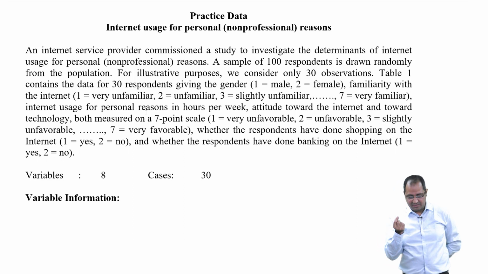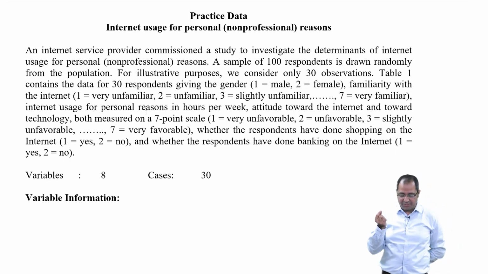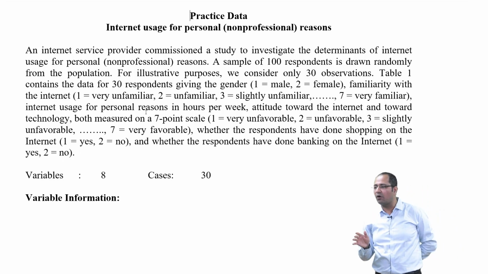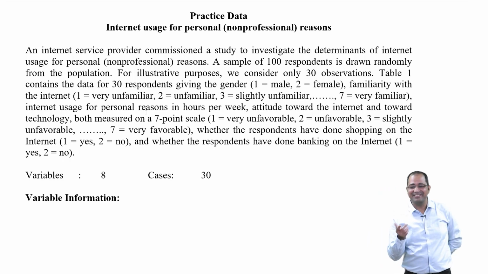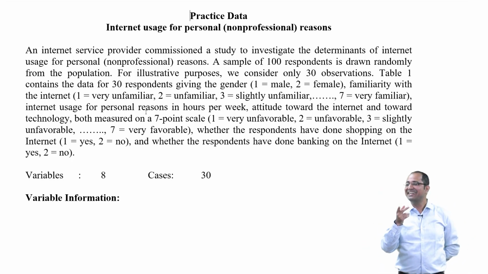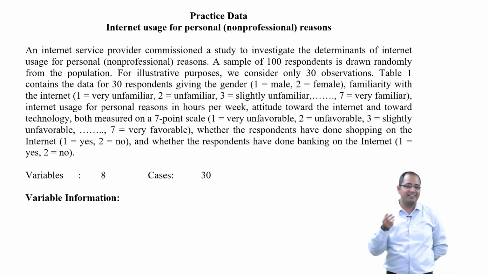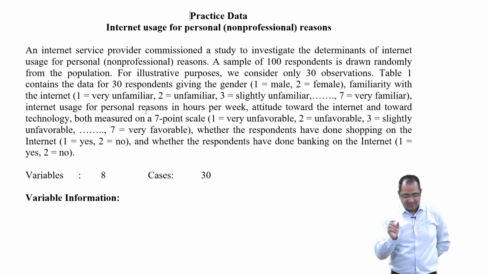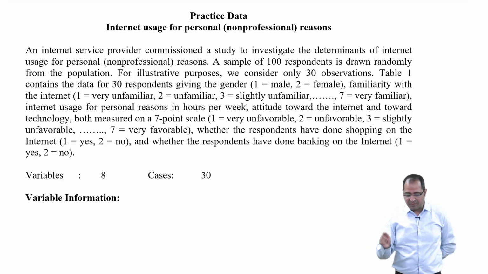Gender. 1 is male and 2 is female, this is how they will be coding. Gender is what variable? Nominal. Nominal, ordinal, interval and ratio. Right. Gender, next variable is?